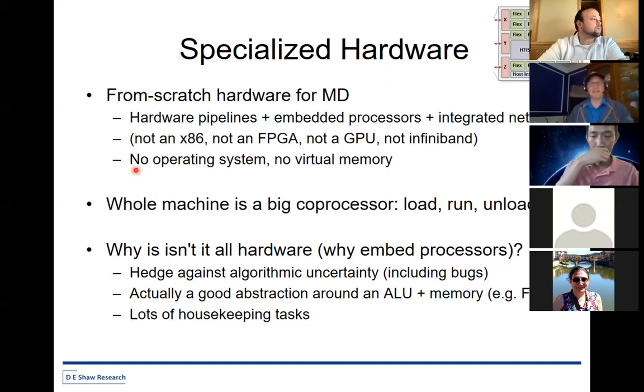Like the FFT, an FFT algorithm is mostly data motion with a few multiplies in there. And a processor does really well at that, load and store instructions and then a few multiplies. It doesn't slow anything down to make a processor. And then there's lots of housekeeping tasks that you never think of, like when your atoms move around in the system, they have to be migrated from point A to point B, which takes up an enormous amount of complexity.